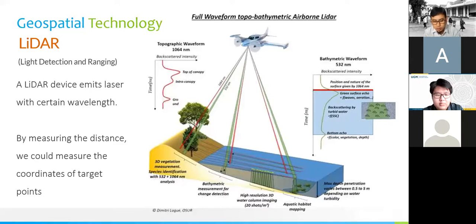So yeah, if you like Star Wars, probably this is some kind of a laser that we could have. The laser emits a certain wavelength, pointed at the target, and then the LiDAR measures the distance between the plane and the target, and then we can have the coordinates of this point with a very precise accuracy.